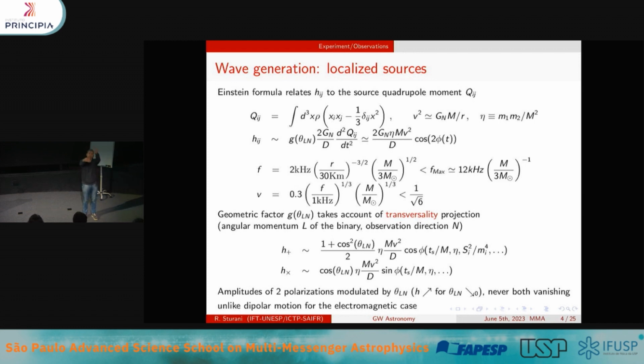This has only to do with the angle between the viewing direction and the orientation of the plane of the orbit. Okay, but there is another very important thing here that has consequences for cosmology. Look at this phase, Irene already talked to you about matched filtering.